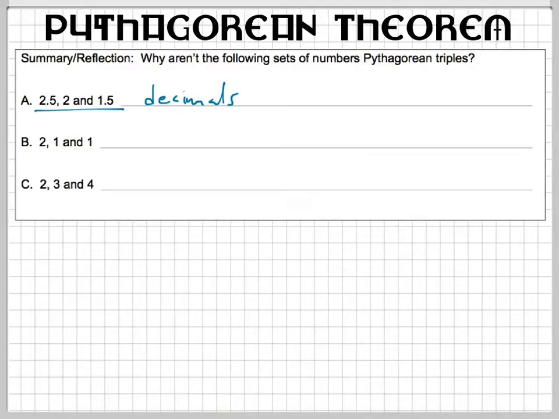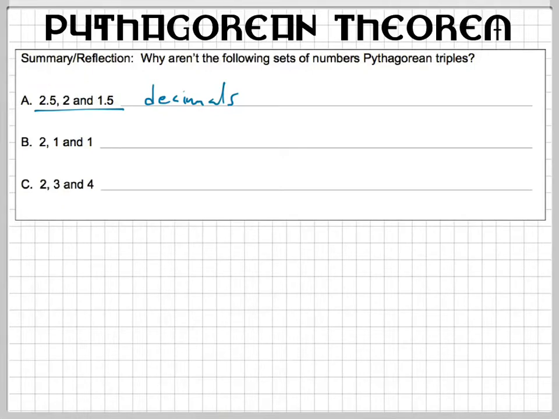What can I multiply all these by so that there's no decimals? Does anybody know? That's just an extra question. 2. What's 2 times this? 5. And what's 2 times this? 4. 5, 4. Does this look familiar? What's 2 times this? 3. Now it's a Pythagorean triple. But it can't be decimals.